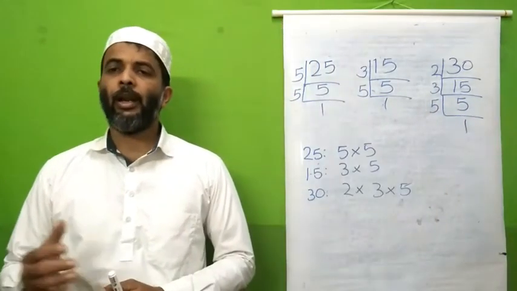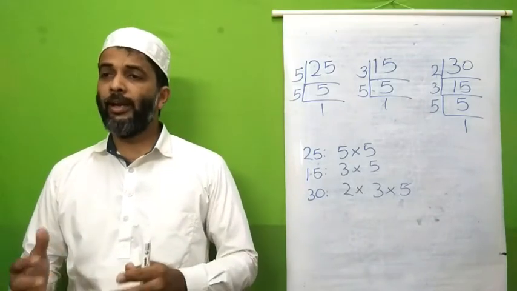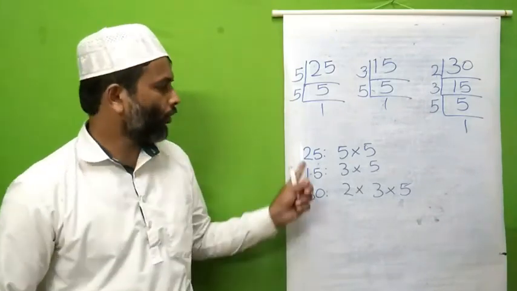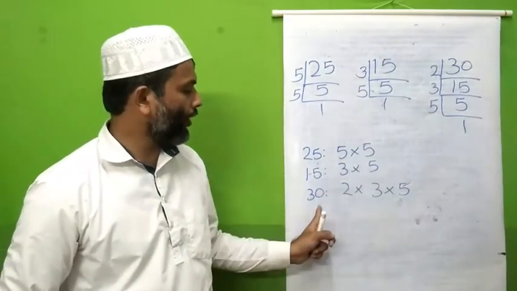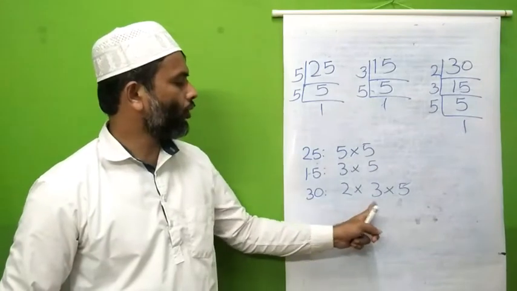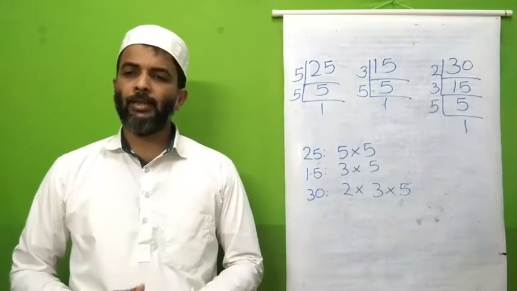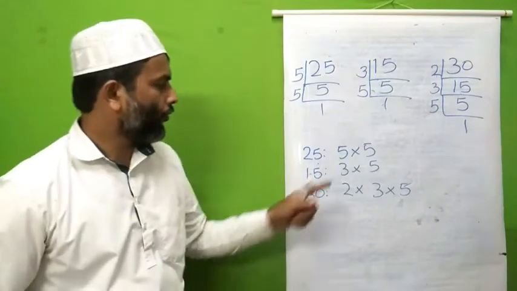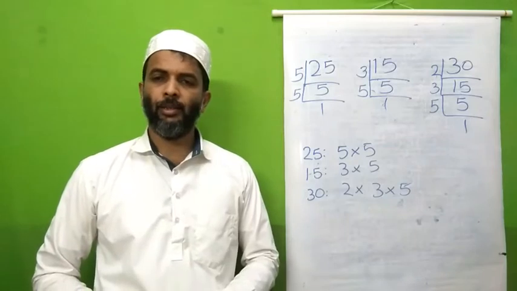Next step, write down all the prime numbers which are used to divide the given numbers. 25: 5 into 5. 15: 3 into 5. 30: 2 into 3 into 5. What numbers are written here? 5, 3 and 2, isn't it?